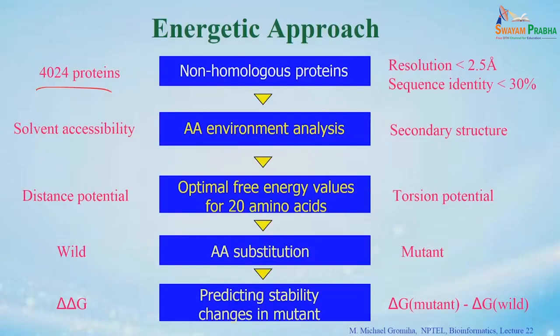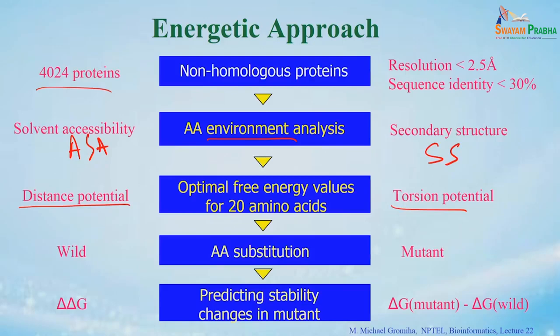Based on these aspects, first we collect a set of proteins, for example around 4000 proteins, with high resolution, maybe less than 2 or 2.5 angstrom, and low sequence identity. Then we classify the location of each residue into different groups based on ASA and the secondary structure. This will give you the environment. Then finally we need to derive the potentials, how far each residue in each secondary structure, depending on its accessibility, makes contacts with the different residues. Likewise, you can derive the torsion potential, how the conformation will change and how it will affect the stability.